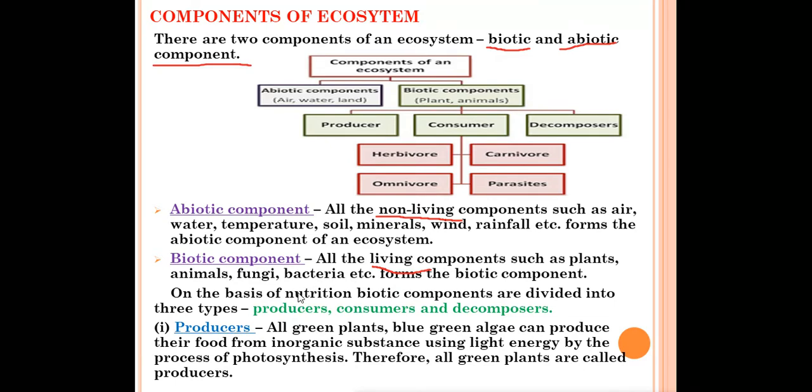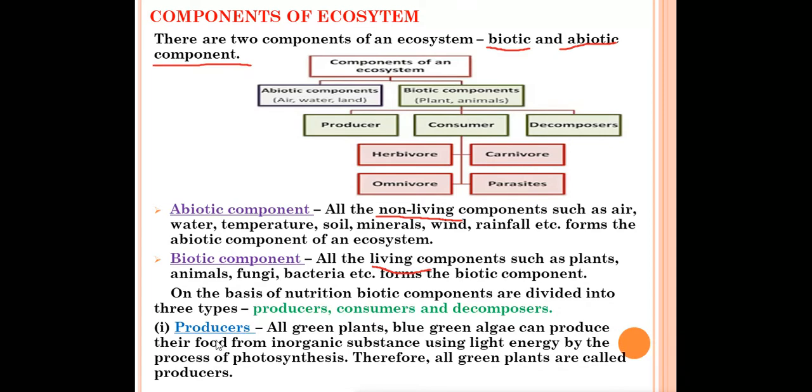Next, on the basis of nutrition, biotic components are divided into three types. Nutrition means their mode of taking food, right? On the basis of nutrition, biotic components again divide into three types: producers, consumers, as well as decomposers.